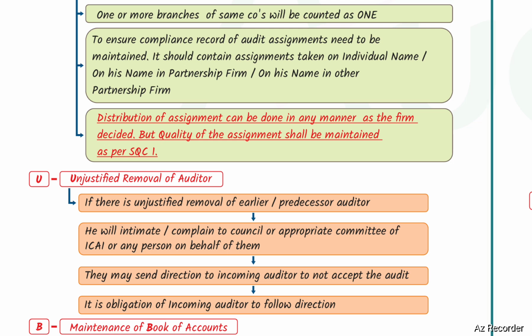To ensure compliance, a record of audit assignments needs to be maintained. It should contain assignments taken in an individual name, or in his name in a partnership firm, or in his name in another partnership firm. Distribution of assignments can be done in any manner as the firm decides, but quality of assignment should be maintained as per SQC 1.